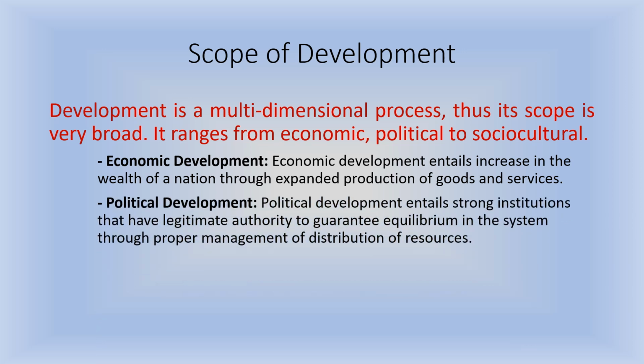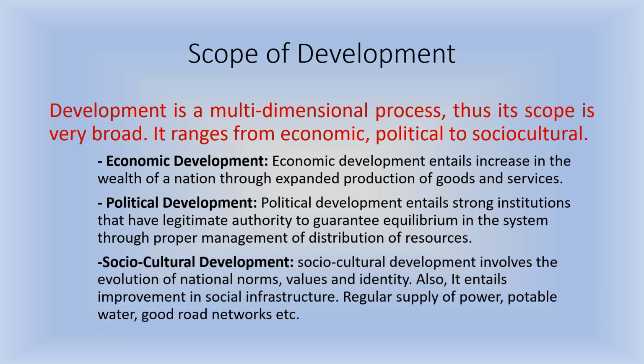Now, let's consider the political dimension of development. The political development entails strong institutions that have legitimate authority to guarantee equilibrium in the system through proper management of distribution of resources. On the social or socio-cultural dimension, sociocultural development involves the evolution of national norms, values, and identity. Also, it entails improvement in social infrastructure, regular supply of power, potable water, good roads, and network.